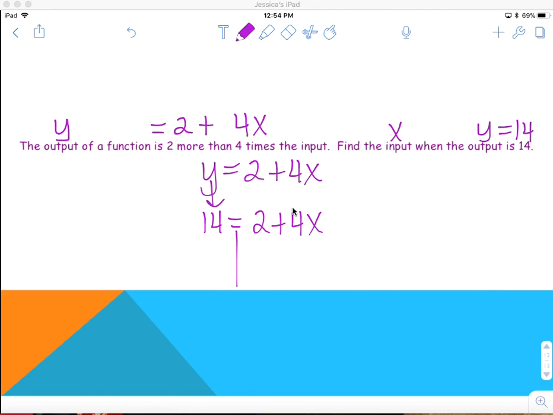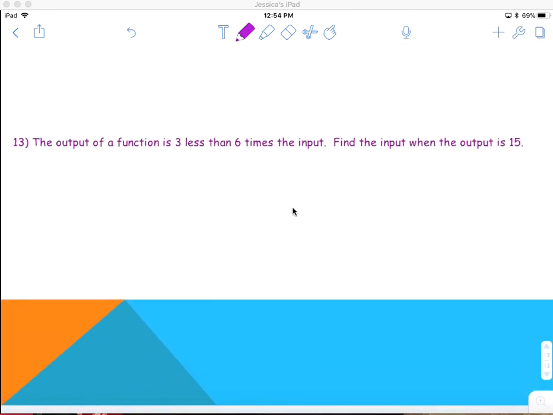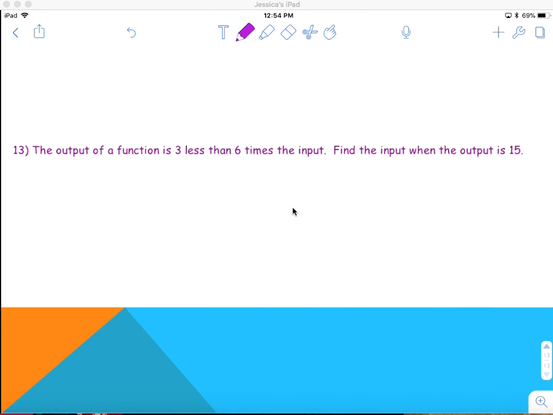So my first step is to subtract 2. Then I'm going to divide by 4. So x equals 3. My input is 3. Go ahead and try this last problem. Pause the video and then we'll check it.